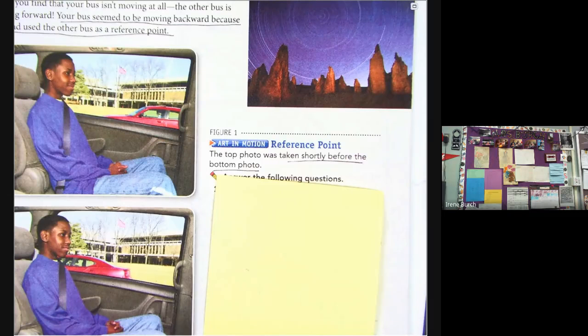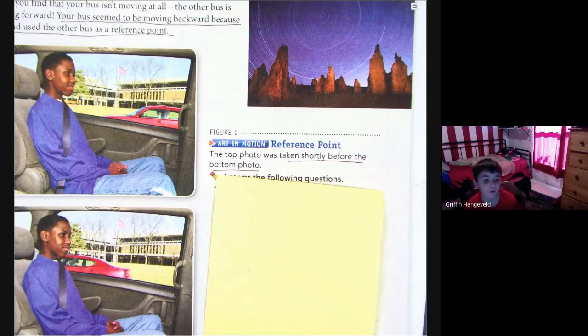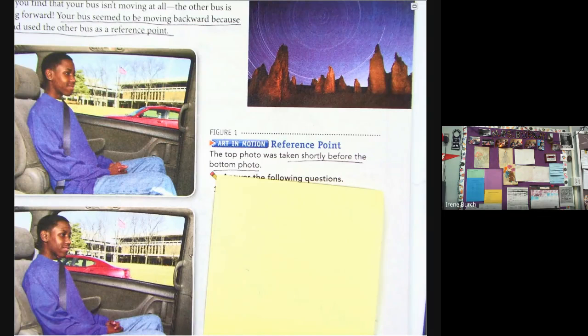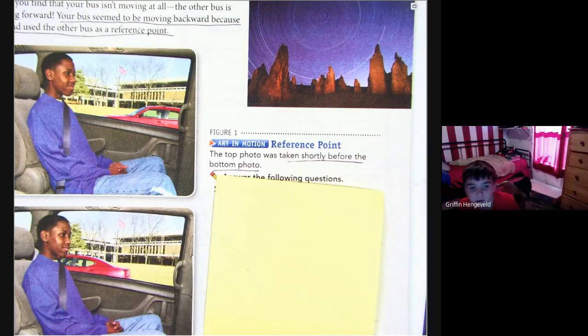Griffin, what'd you use? I used the flagpole. You use the flagpole? Mhm. All right, so how'd you use the flagpole? Well, when you look out the window, it looks like the car's farther away. But when you look on the other side, it looks like it's getting closer to it.